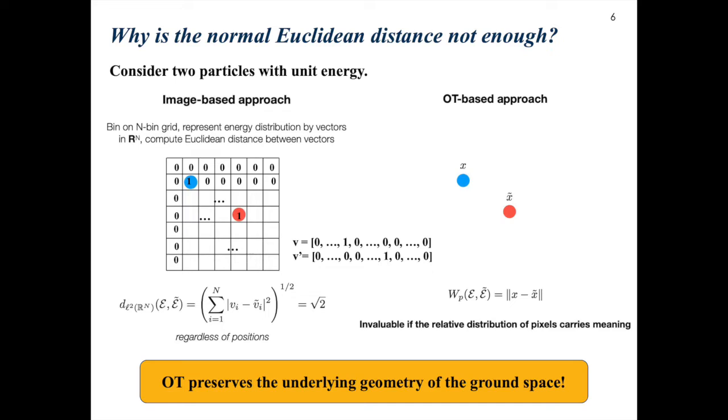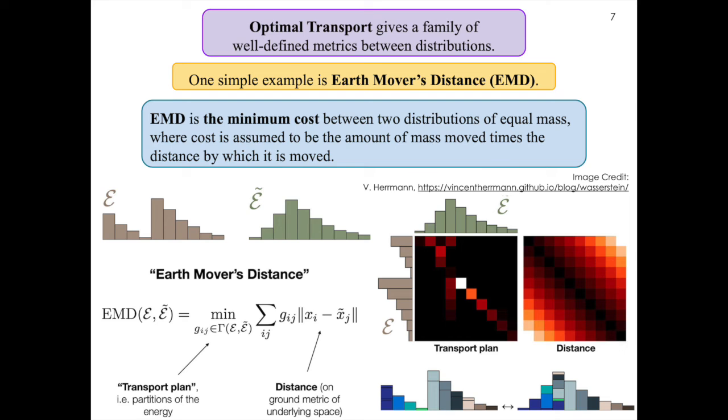What we want is a distance that can reflect the geometry of this underlying space, which we call the ground space. And now if we define the optimal transport distance in analogy to the physics concept of work, then in this case, the distance between the two dots will be square root of 13, and it will depend on the separation of the two dots. So you see that if the relative distributions of these pixels carry some physical meaning, then we cannot use a simple Euclidean distance, but we need to really resort to OT distances.